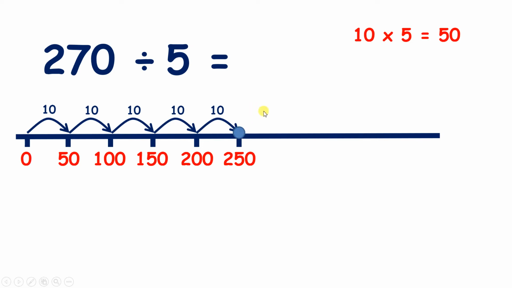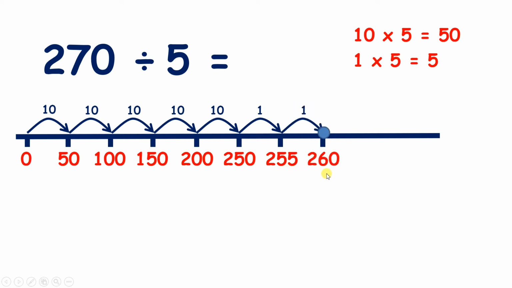Why don't we want to continue counting in 50s? Well, another 50 would take us to 300, and that would be too many. So instead, let's count in steps of 1 times 5, so in steps of 5, we have 255, 260, 265, 270.